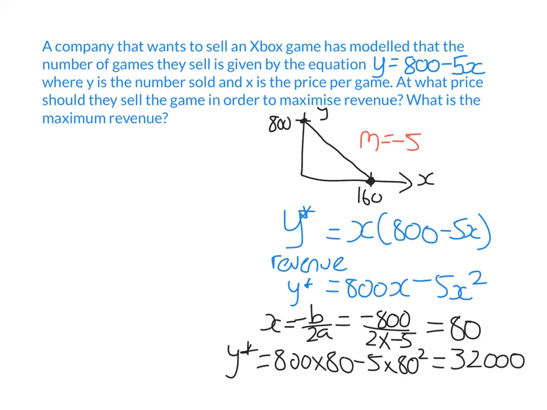So if I substitute x equals 80 into this equation, 800 minus 5 times 80 is 400. What I'm saying is this company will maximize revenue if they sell the game for $80 each, and then they will sell 400 of them, and they will make 400 times 80, which is $32,000.